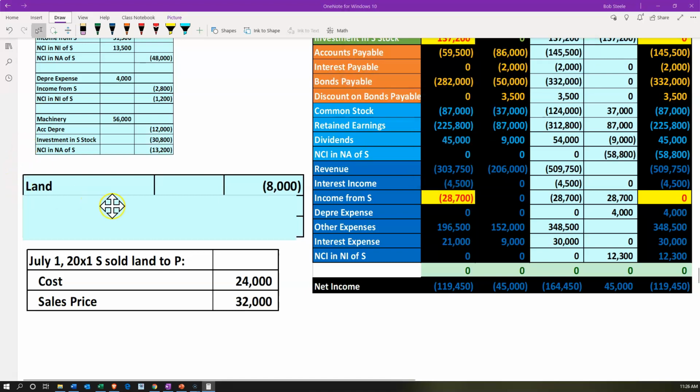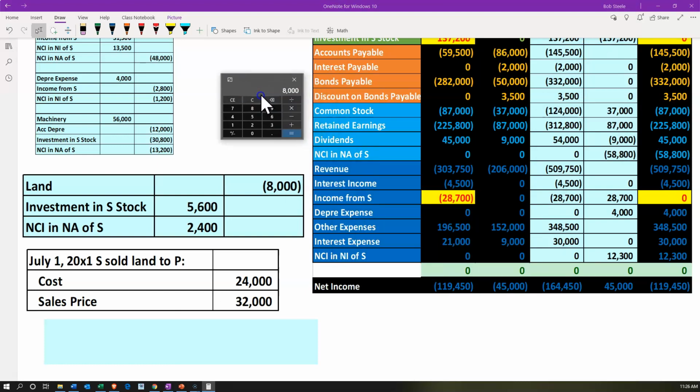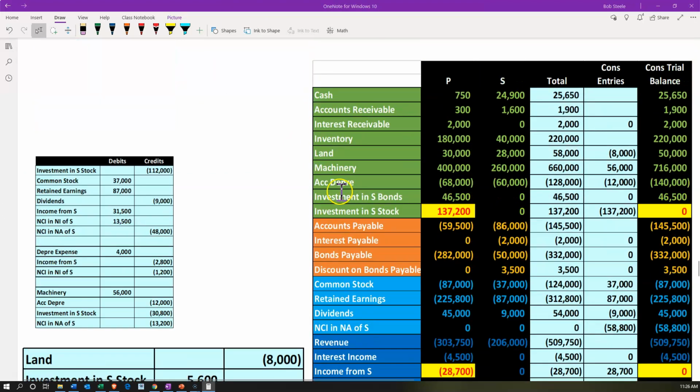And so then we don't have to worry about the gain here again because this is a prior year transaction. It's not affecting the current year net income. So we're just going to take that 8,000 and break it out between the balance sheet accounts for the controlling and non-controlling interest, those being the investment in S stock and the non-controlling interest in NA. So we're going to take that 8,000 times 0.7. There's the 5,600, and we'll take that 8,000 times 0.3. There's that 2,400. Then if we were to post this out, we got the land up top.